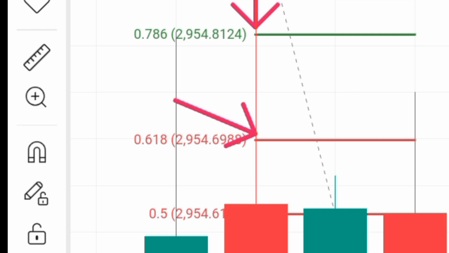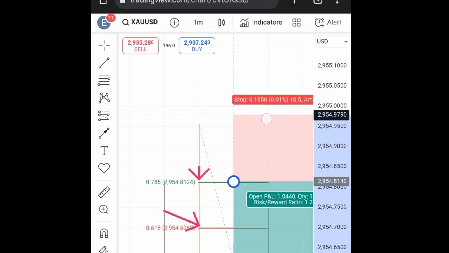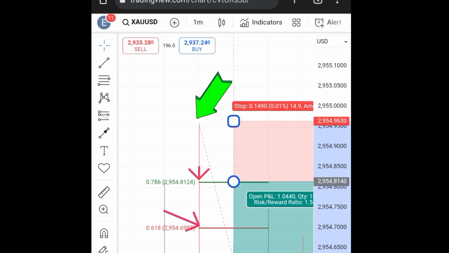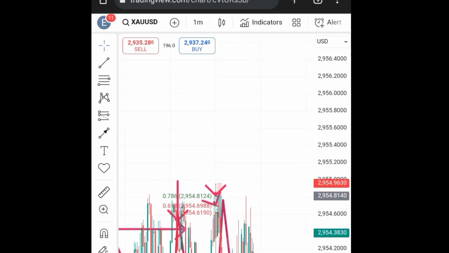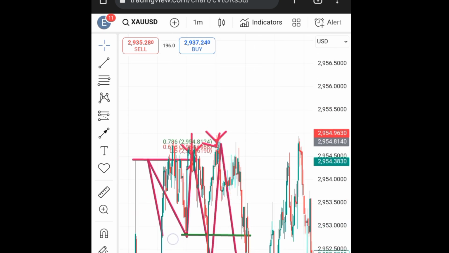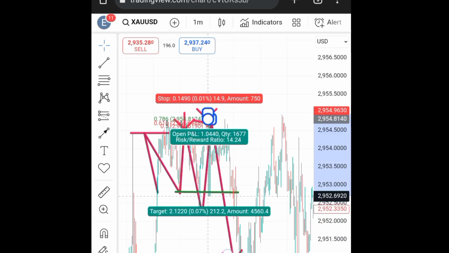So for you to take your trade on the 0.786 retracement level, you pick your short. You place your trade right there. Your stop loss comes a bit above this zone. We target the previous day low. Even if you are only opportune to take just one trade in a month, you are okay to go.